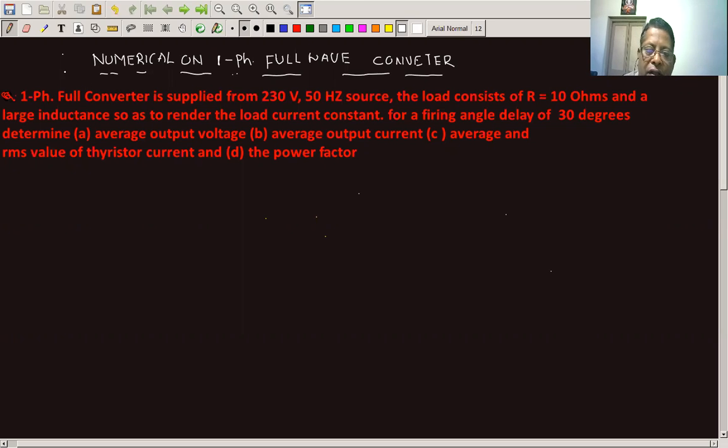Now let me see what the first problem is. A single phase full converter is supplied from a single phase 50 hertz source. The load consists of R equal to 10 ohms and a large inductance so as to render the load current constant. For a firing delay angle of 30 degrees, determine the average output voltage, average output current, and average and RMS value of thyristor currents, and power factor.